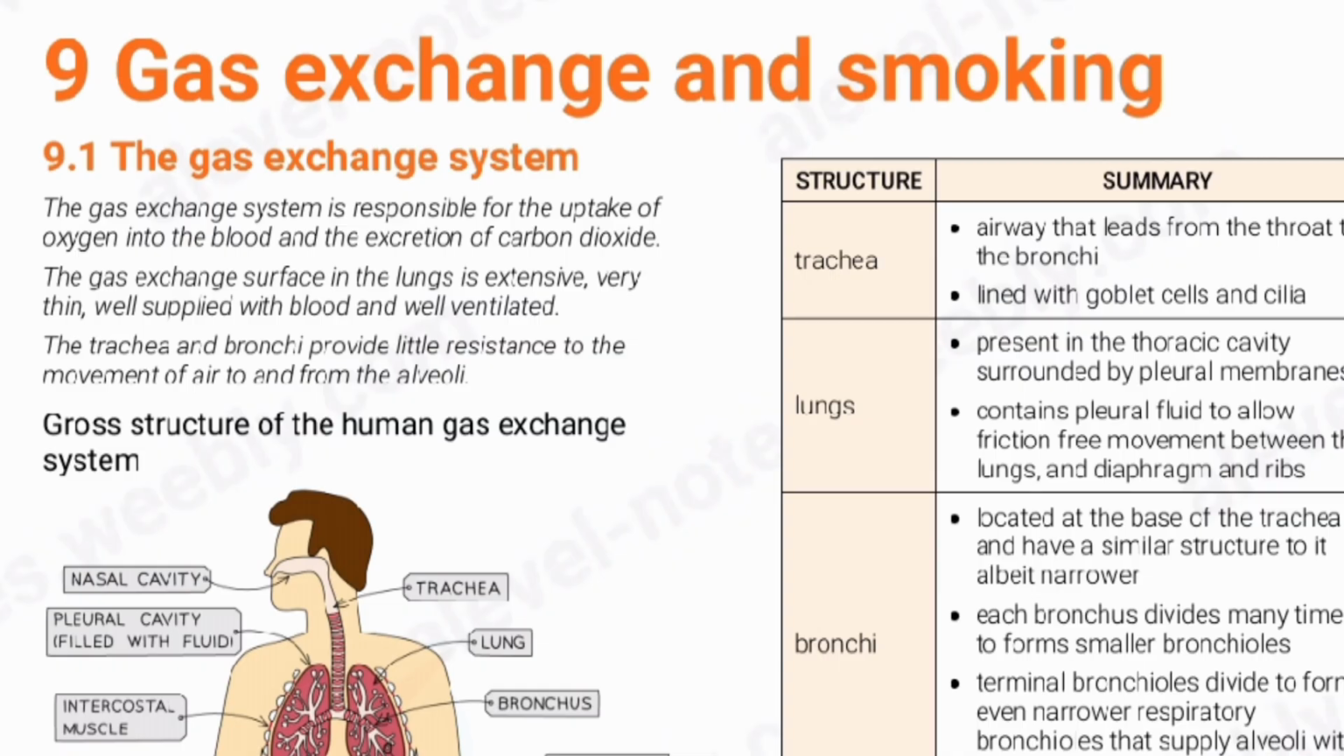So tar contains carcinogens. We discussed this when we were talking about cell division and cancer. These are the cancer-causing components which can cause mutations in the genes that control cell division. Number two, there is carbon monoxide also in the smoke. This binds with hemoglobin, and it binds more easily than oxygen or carbon dioxide, resulting in the formation of carboxyhemoglobin, decreasing the oxygen carrying capacity of the red blood cells.